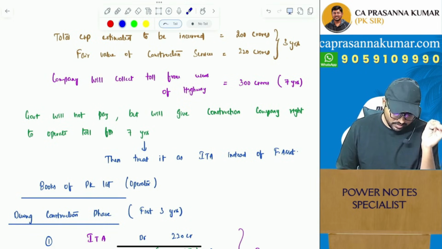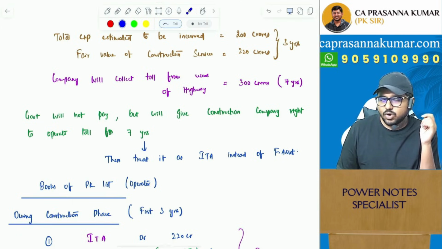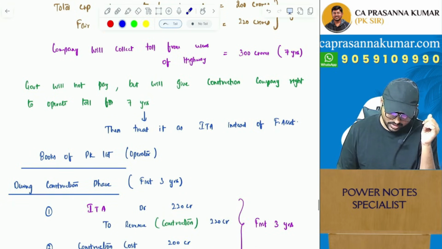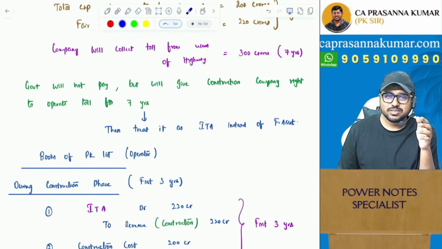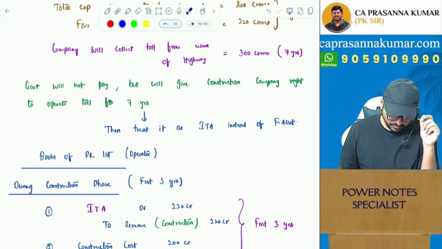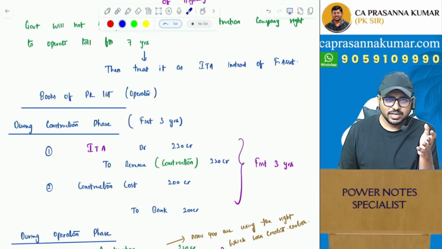Here, look at the interesting part. Government will not pay, but will give the construction company the right to operate toll for 7 years. Now, the right to operate toll for 7 years is nothing but an intangible right. So you have to recognize that as an intangible asset. So therefore, treat it as an intangible asset instead of a financial asset, obviously. Financial asset means right to receive money. Here, that's not the case. You have a right to collect toll, and that's kind of a license. Therefore, it's an intangible asset. Clear? Now you'll have legal documents and all that stuff, obviously. So it satisfies the definition of an intangible asset. It is identifiable, and you also have a right.